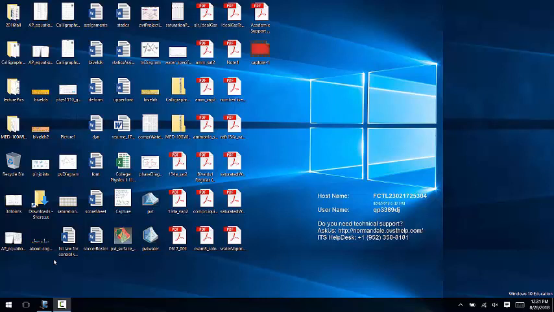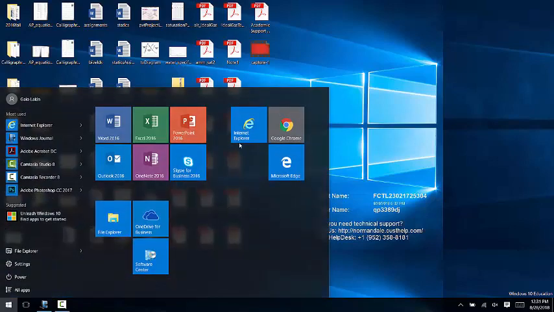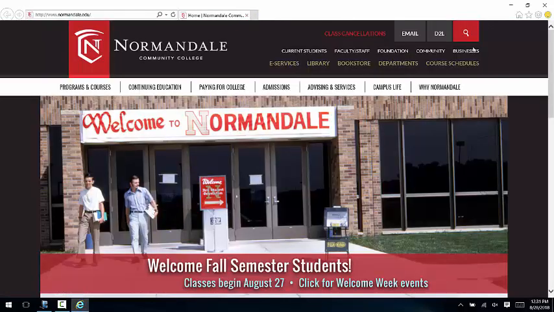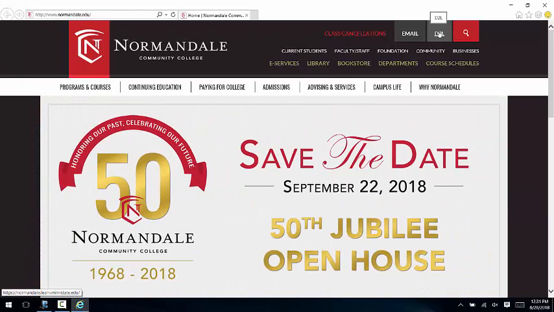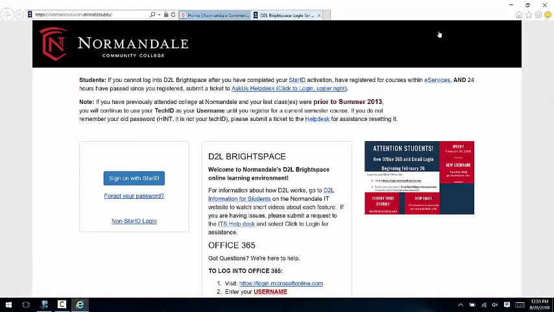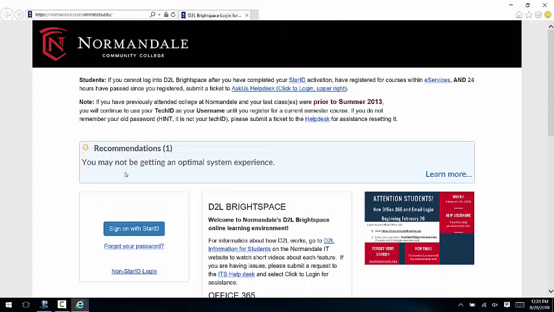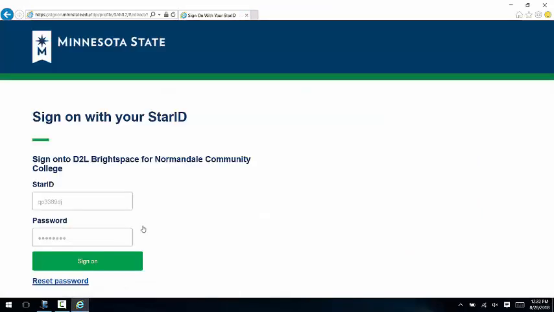So first of all, for the syllabus, I assume everyone here has been on D2L before. Maybe there are people who transferred from other community colleges who haven't. But the syllabus is on D2L. If you go to the Normandale main page, up at the top right there's a D2L link. Sign in with your Star ID. If you don't know how to do any of this, come talk to me and I can point you towards IT or whatever. But this is important because everything for this whole class is going to be on D2L.